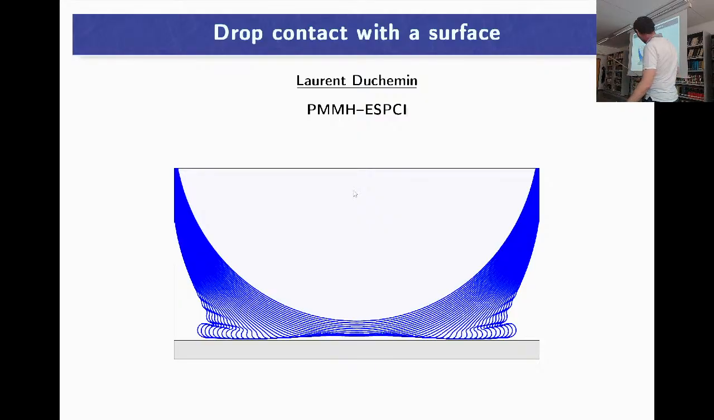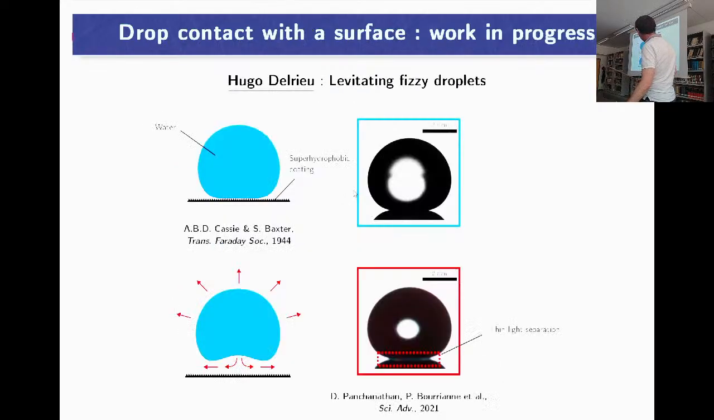Before talking about these two subjects, so this one is one of the two, I'm going to talk briefly about work in progress in my lab. I have two PhD students working on similar problems. The first one is Hugo Del Rio, working on an experimental case of the Leidenfrost effect, the cold Leidenfrost effect. You take a drop of Perrier and you put it on a super hydrophobic surface. And because the concentration of CO2 is large inside the drop and zero outside, it's going to escape from the drop, and then the drop is going to levitate.